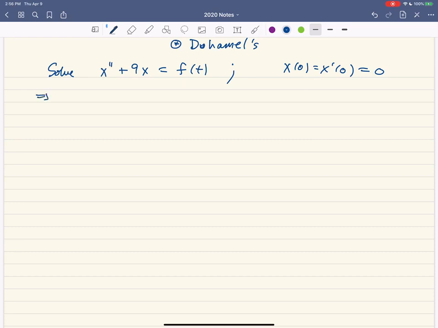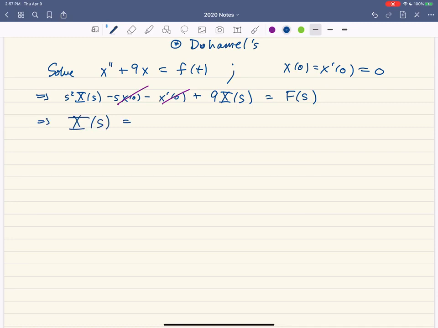We know that if we take the transform of x'', we're going to end up with s^2 X(s) minus s x(0) minus x'(0). If we take the transform of 9x, it's going to be 9X. And the transform of little f is going to be capital F. By assumption, our initial values, x(0) and x'(0), are both 0, so those will cancel. And it turns out that X(s) is going to be 1 over s^2 + 9 times F.